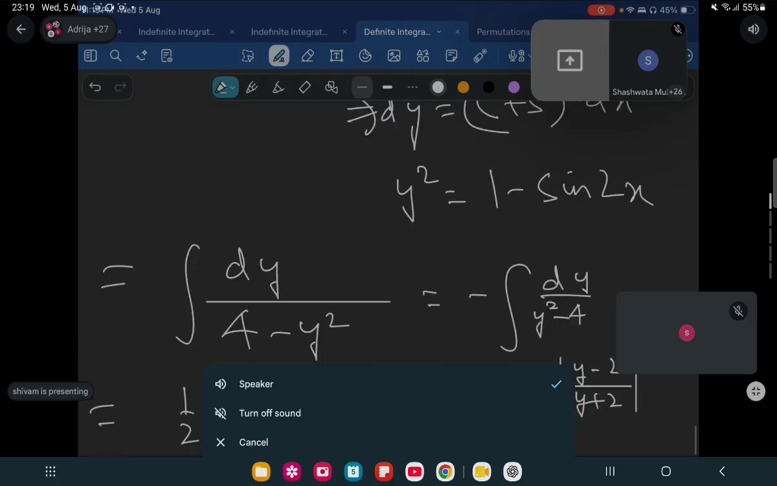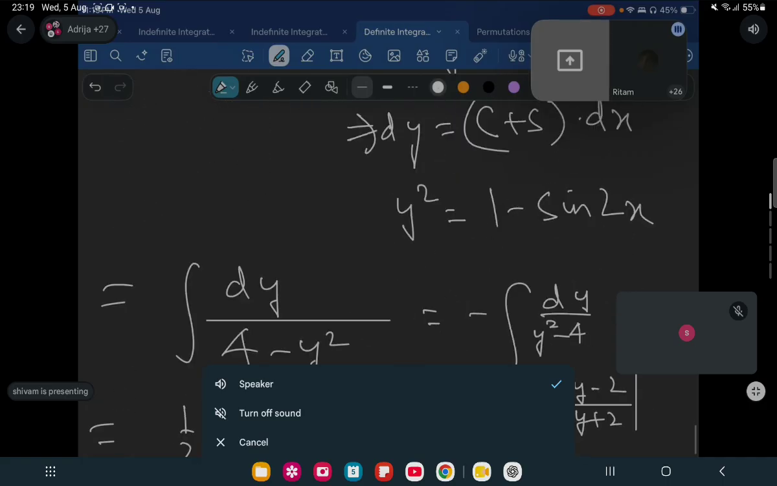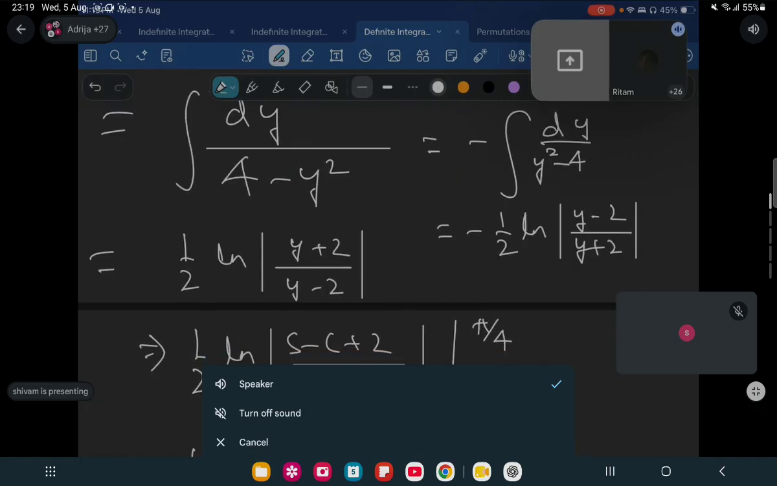Sir, why will there be a minus sign? We can write it as y minus 2 plus y plus 2. And then doesn't get a negative value here. Oh, wait, this will be 1 by 4. Yes, sir, 1 by 4.